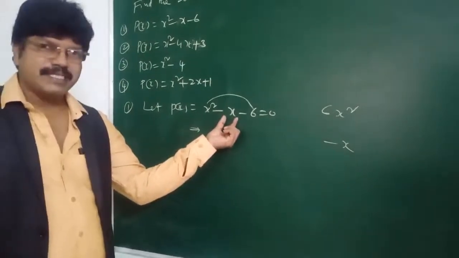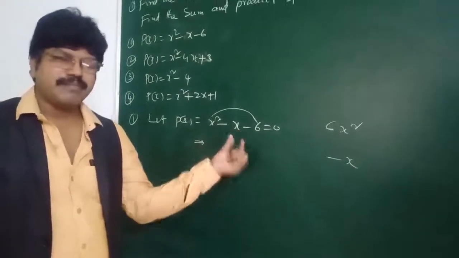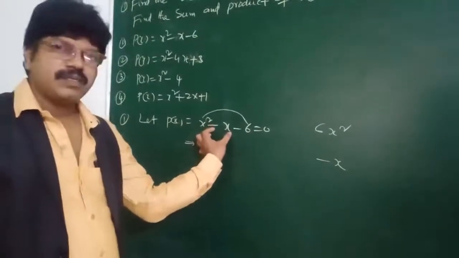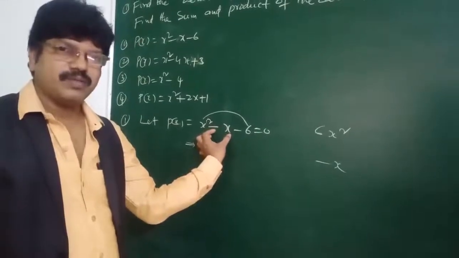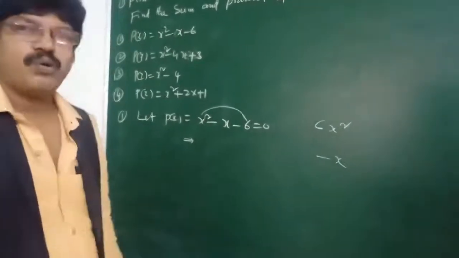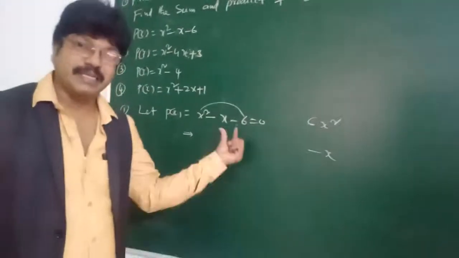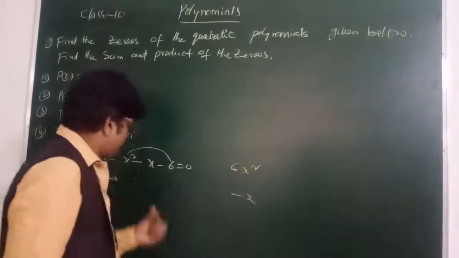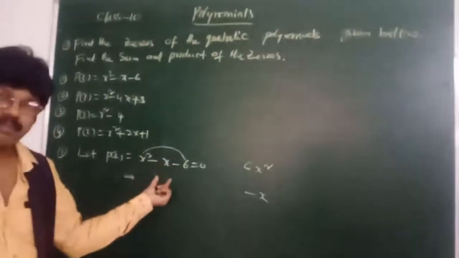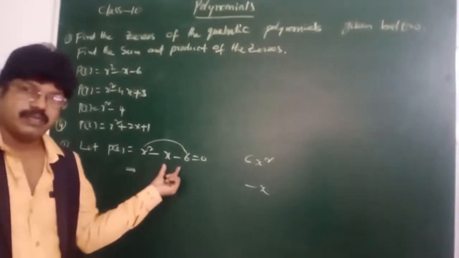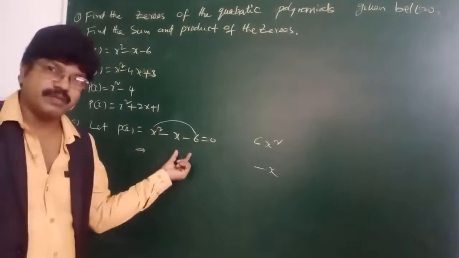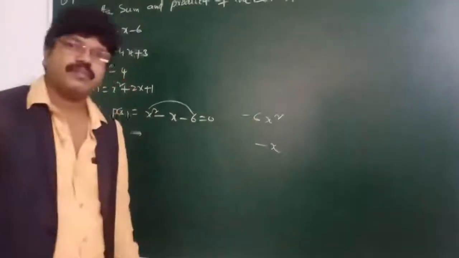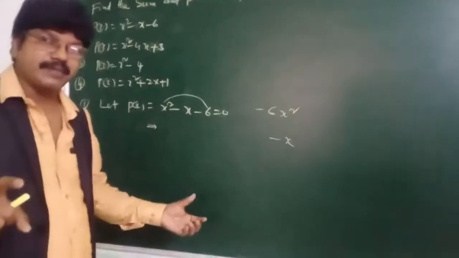We write minus x as the sum of two terms. How to write? This is most important. Here is the concept: once we multiply, 6x square, we write minus x as the sum of two terms. If we multiply those two terms, we will get minus 6x square.